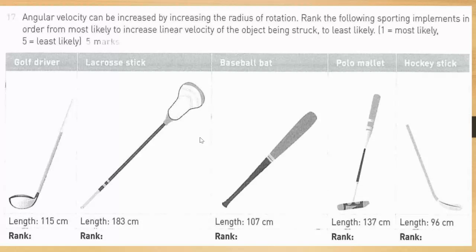Quite simply, to answer this question, the largest object is going to have the biggest radius of rotation, and therefore it's going to increase the linear velocity the most. So the number one rank would be the lacrosse stick because it's 183 centimeters. Number two, 137, the polo mallet. We have the golf driver, the baseball bat, and the hockey stick. It's just been ranked from the longest radius of rotation to the shortest. There are other factors at play, but that question is specifically asking about just that factor, so that's all you need to think about.